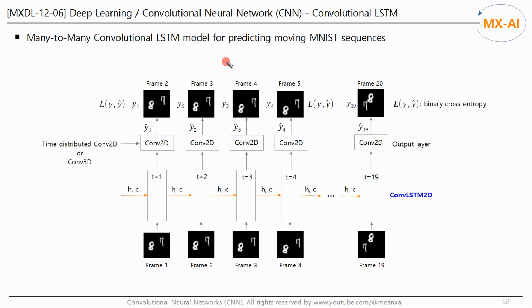Next, let's build a many-to-many model. As we saw in the LSTM tutorial, each recurrent time step outputs a predicted image through the output layer. We use a time-distributed 2D convolutional layer as the output layer. Alternatively, we can use a 3D convolutional layer. At each time step, the loss is computed and backpropagation through time is performed.